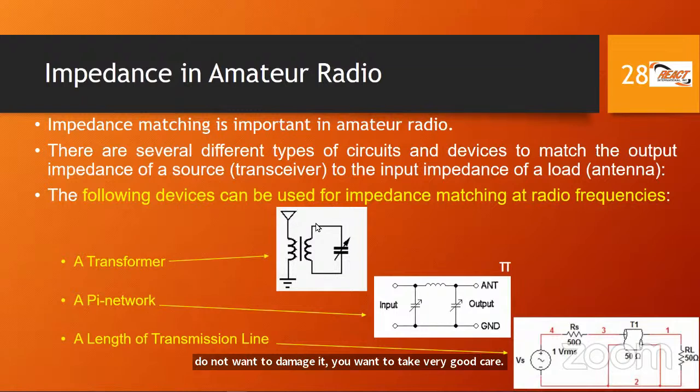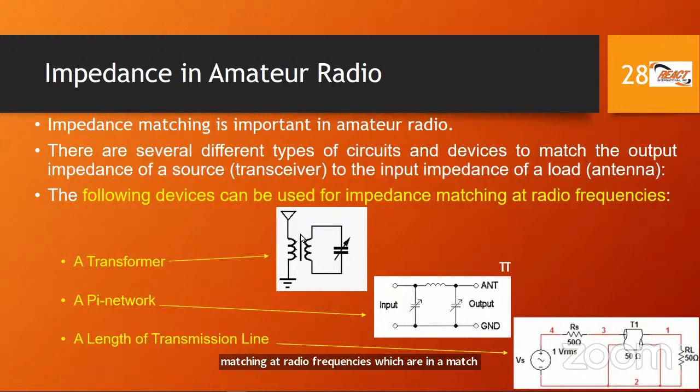So the following devices are used for impedance matching at radio frequencies. So again, we're talking about the need to match transmitters or transceivers and antennas or the loads. So these are some of the circuits that we can use. We call them devices here, right? So the following devices can be used for impedance matching at radio frequencies. We're trying to match the load to the transmitter.